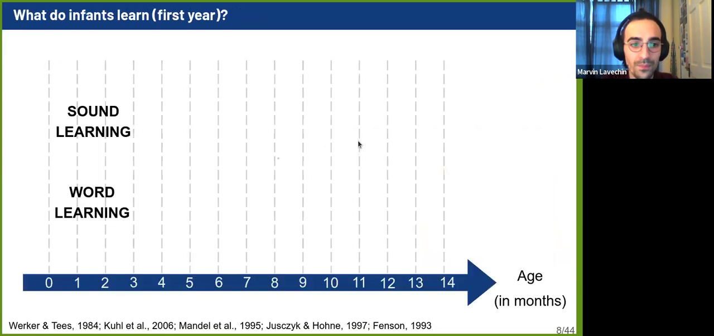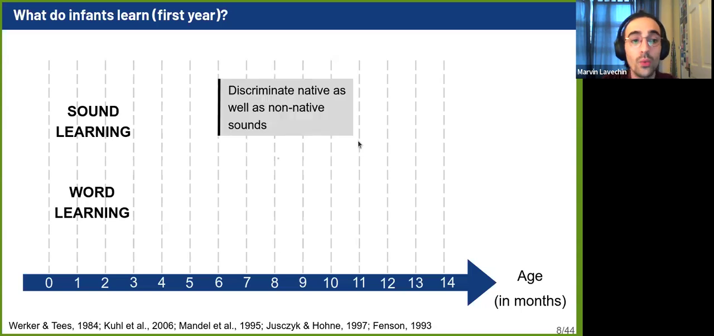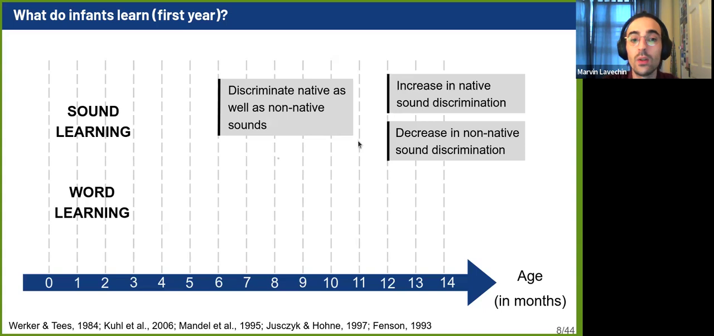So we'll keep that in mind, as this will help us fix the quantity of data in our simulations. We also need to look at what infants learn. Here I'm presenting some of the developmental milestones during the acquisition of sounds and words in infants, during the first year. Regarding the acquisition of sounds, we know that 6-month-olds discriminate native sounds as well as non-native sounds. It is only at the age of 12 months that we observe an increase in infants' capacity to discriminate native sounds, and a decrease in their capacity to discriminate non-native sounds.